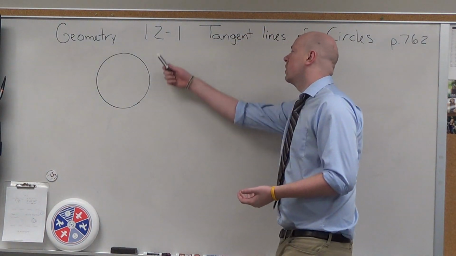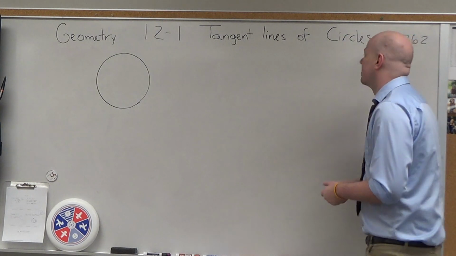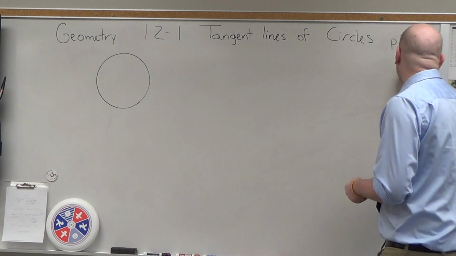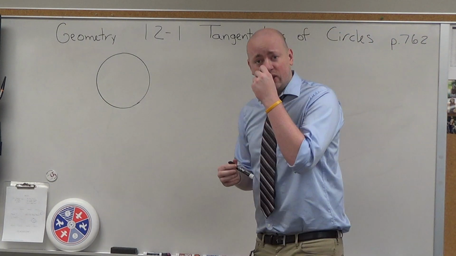So today, 12-1, tangent lines of circles. If you follow along in your textbooks, you should find it on page 762.